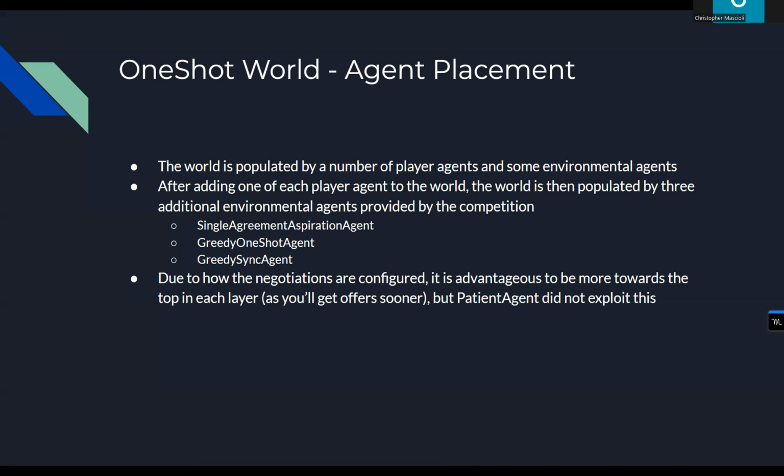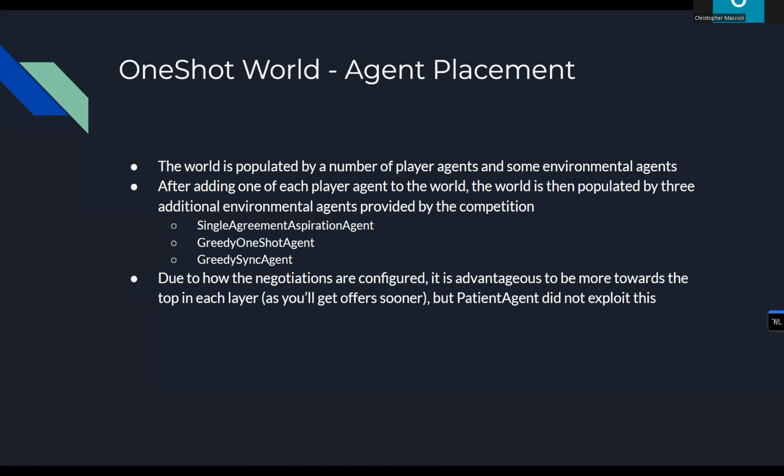There's also the greedy one-shot agent and the greedy sync agent. These are both greedy aspirational agents that will accept if an offer is over a certain threshold. Otherwise, they're going to continue negotiating. The big difference between them is that one is a sync agent, which means it's going to wait until it receives all offers before making any decisions about them.